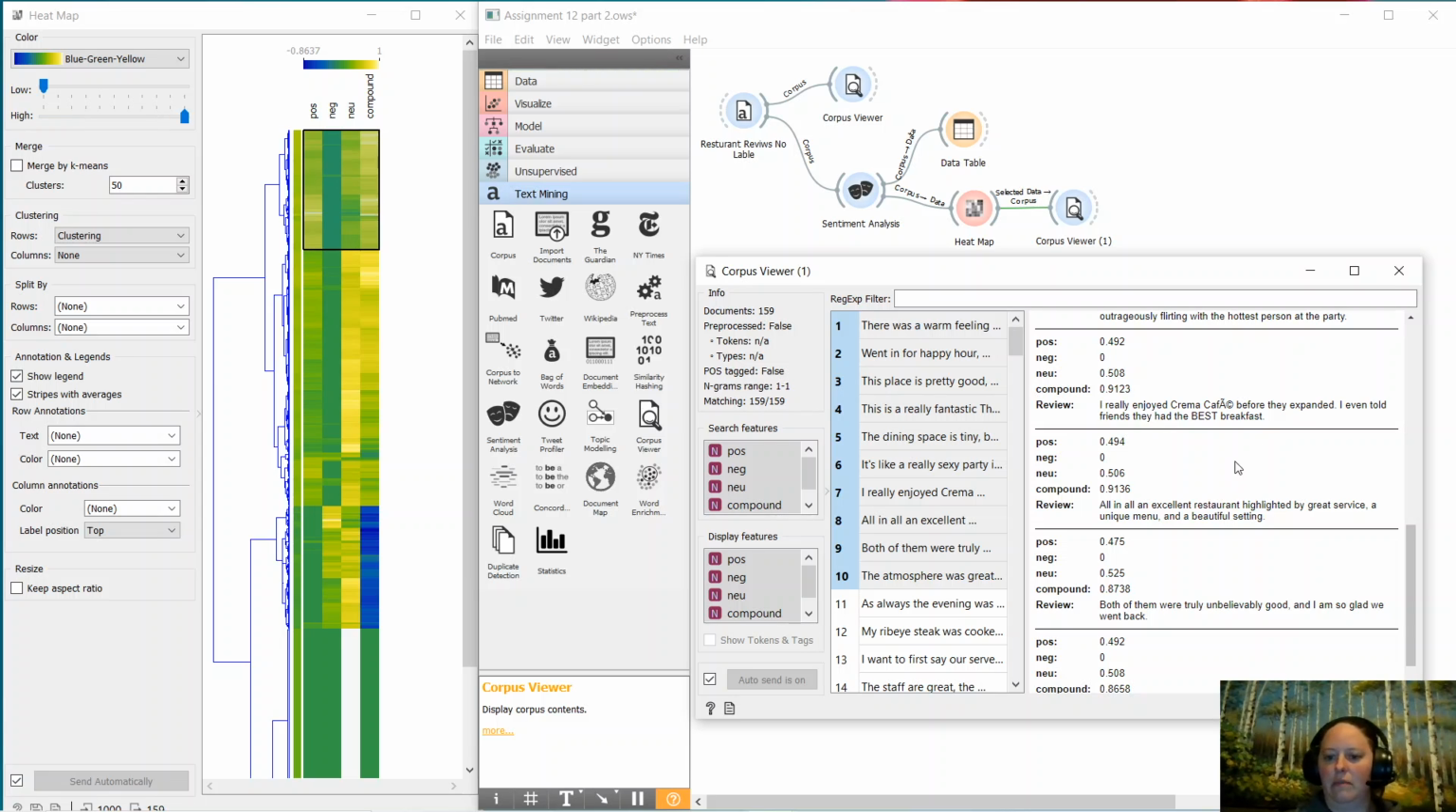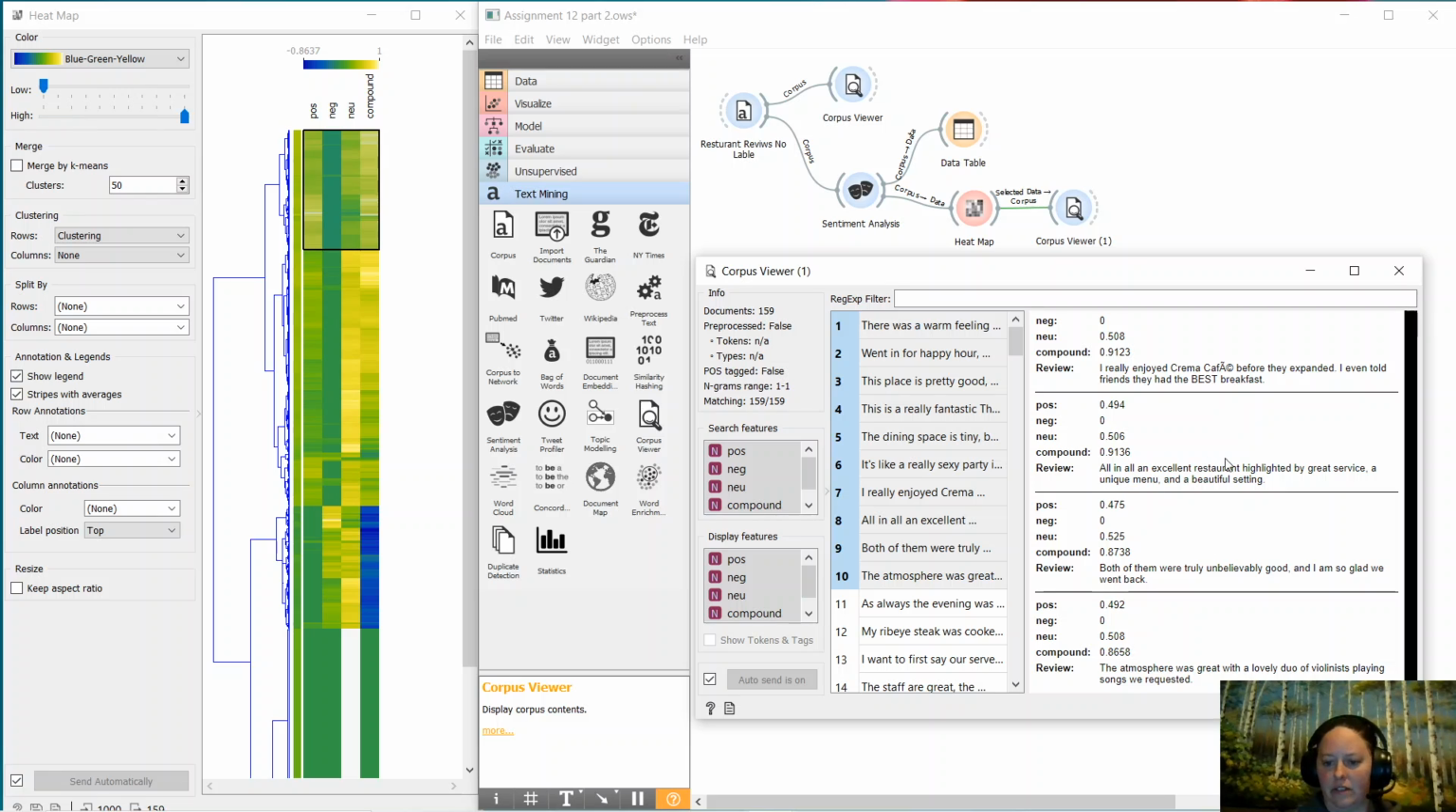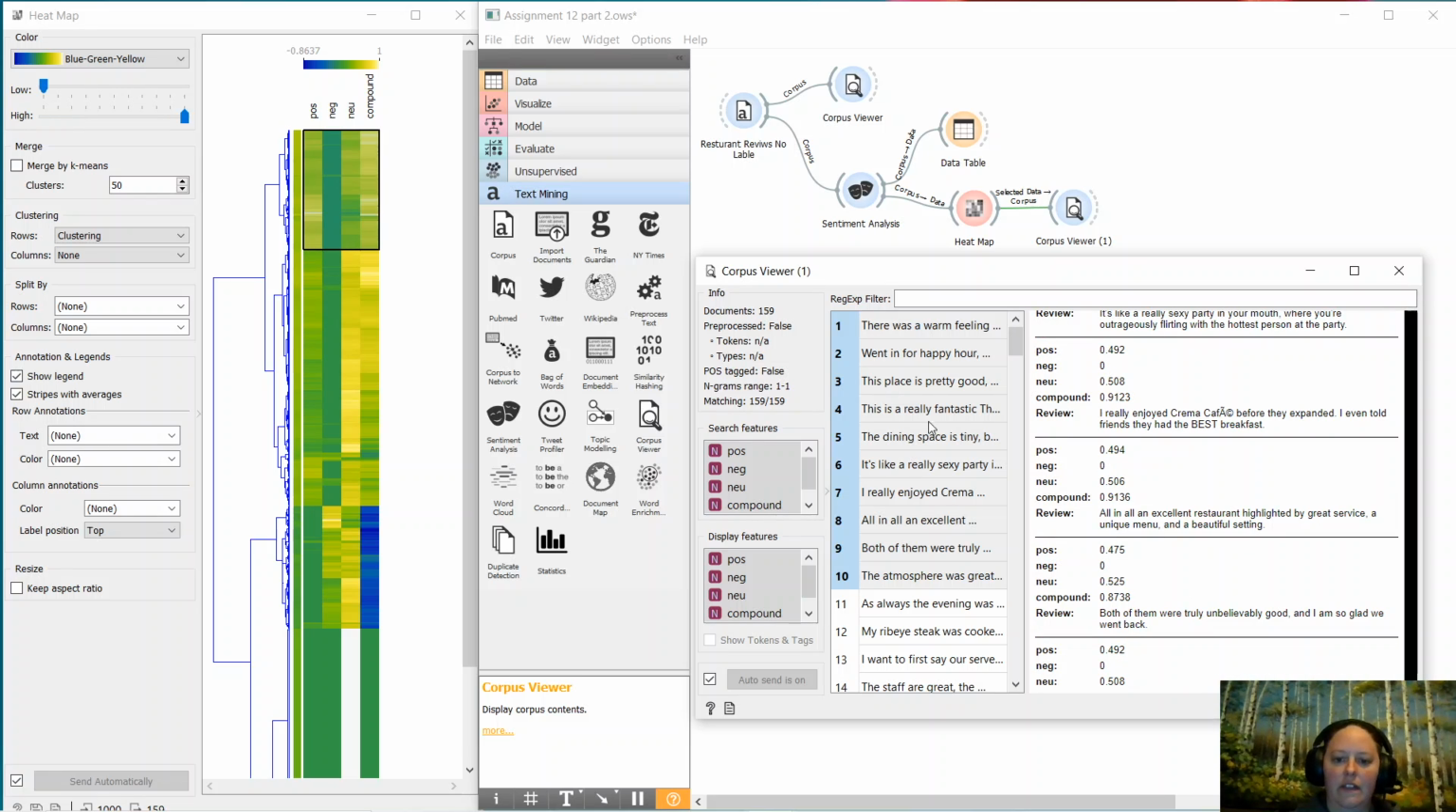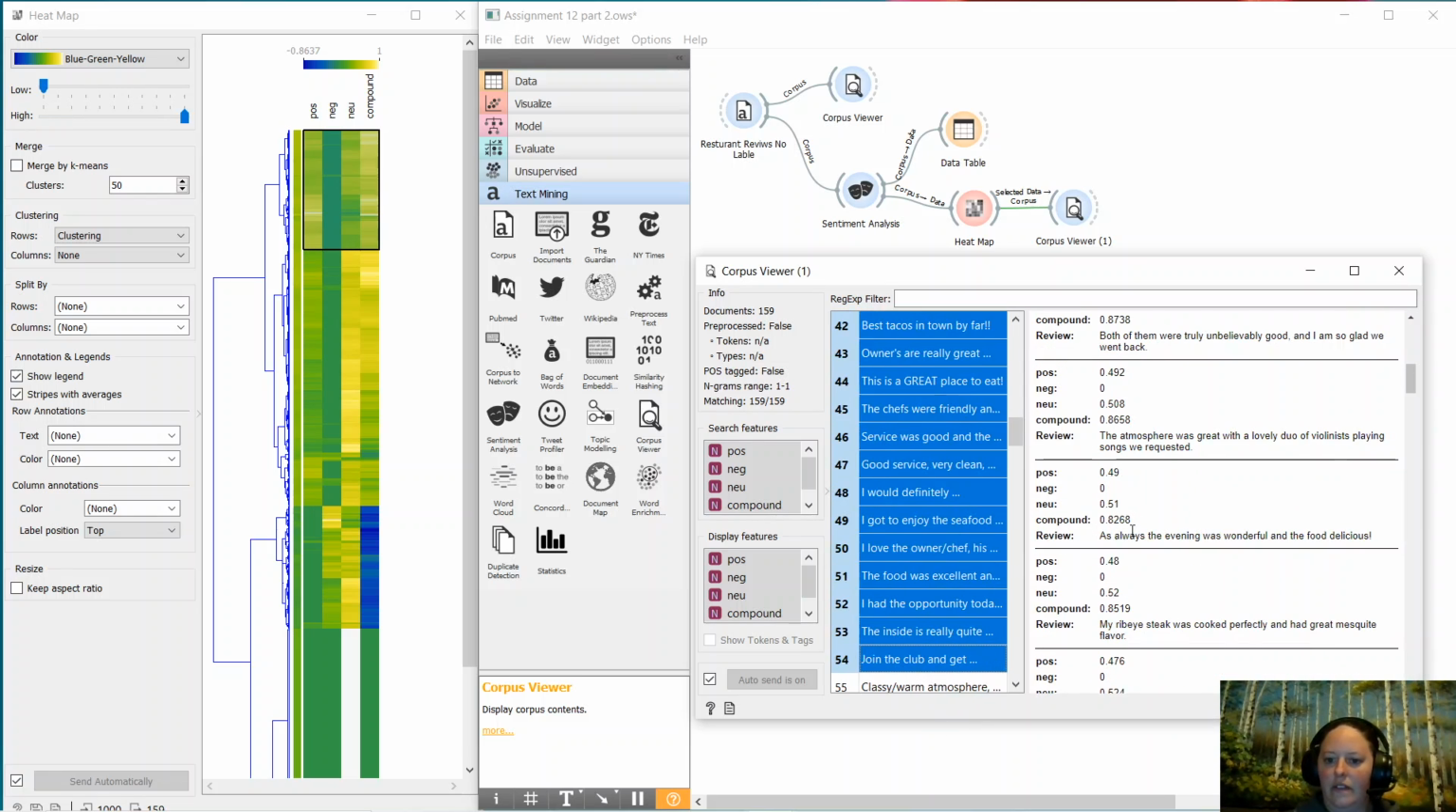Interesting. That's good and bad. I would say this is more of a neutral one or a negative one because they liked it, but they liked it before. That's really hard for a machine to pick up on, though. "All in all, an excellent restaurant highlighted by great service, a unique menu, and a beautiful setting." Compound positive 0.91. That's pretty legit. "Both of them were truly unbelievably good, and I am so glad I went back." Positive. I would say it's more positive than the one above, but that's just me. So there are lots of options here. It's picking up pretty good. The yellow parts are positive.